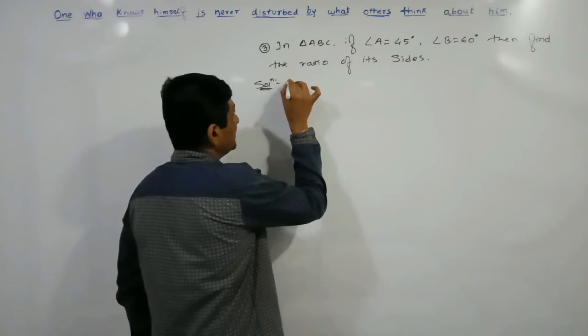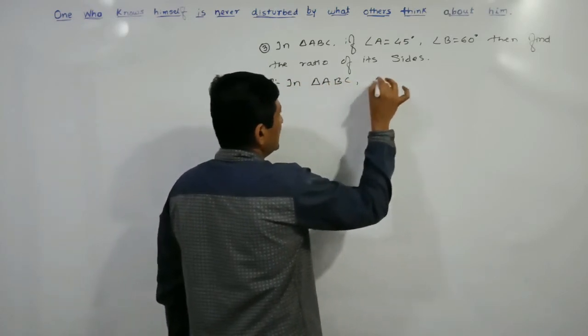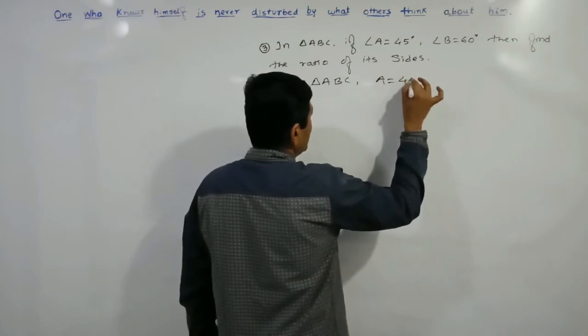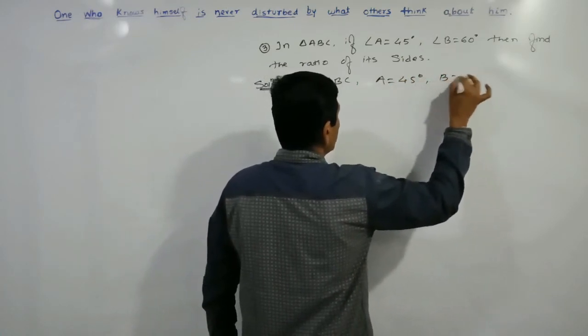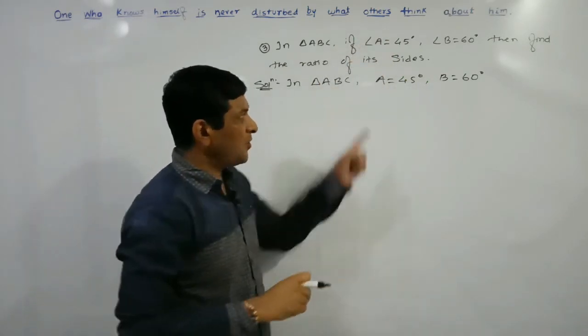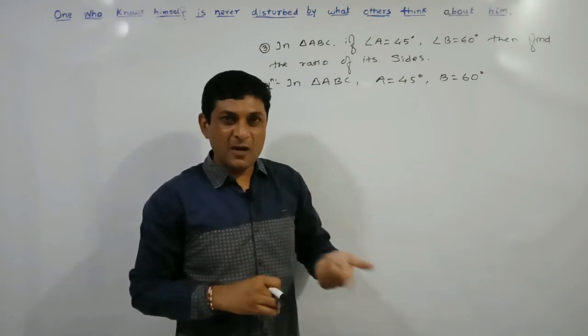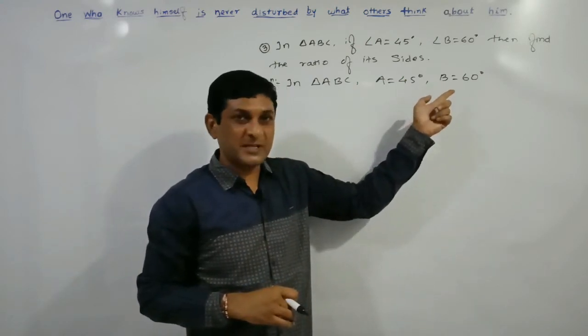So it is given to us that in triangle ABC, A is equal to 45, B is equal to what? 60 degrees. So either you are able to write down angle A, or simply capital A in this chapter represents what? Angle A of triangle ABC, capital B represents angle B.